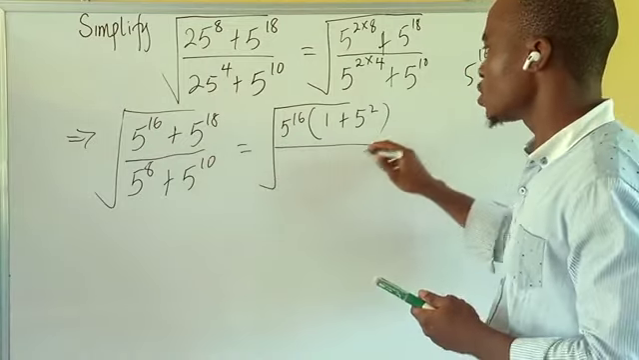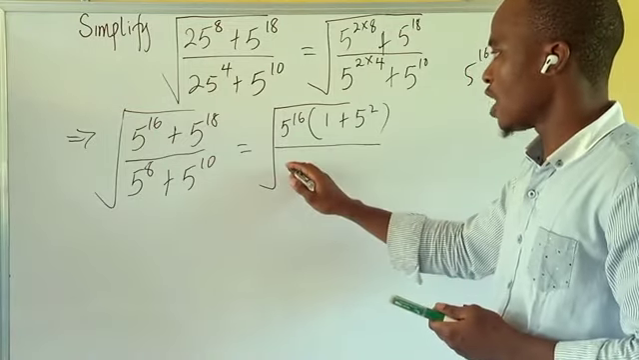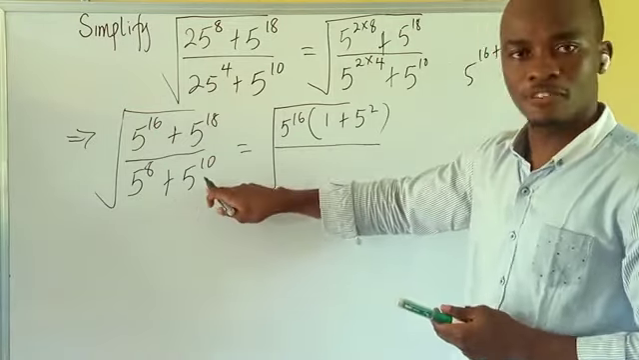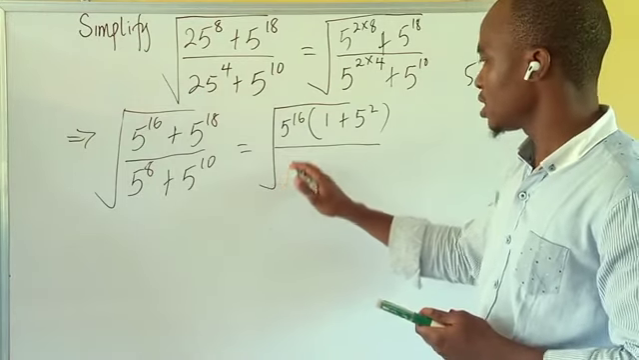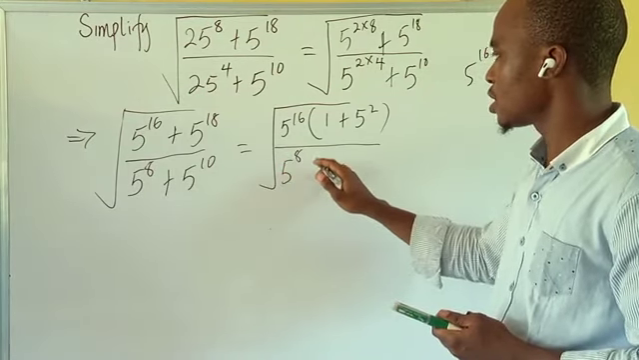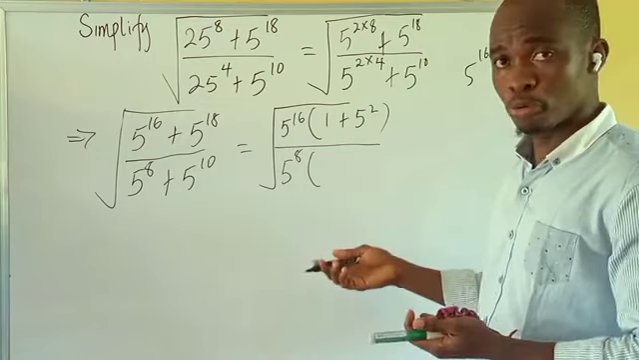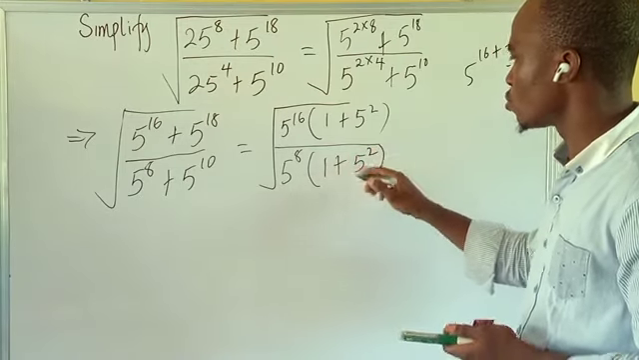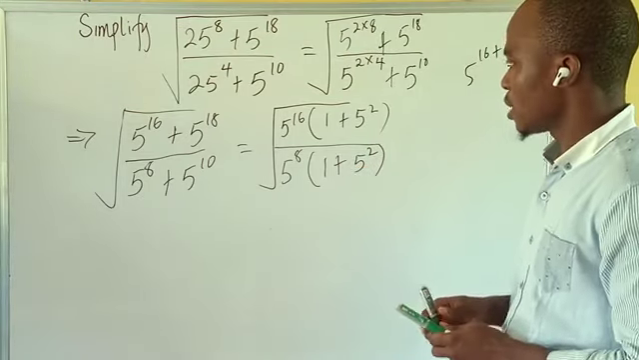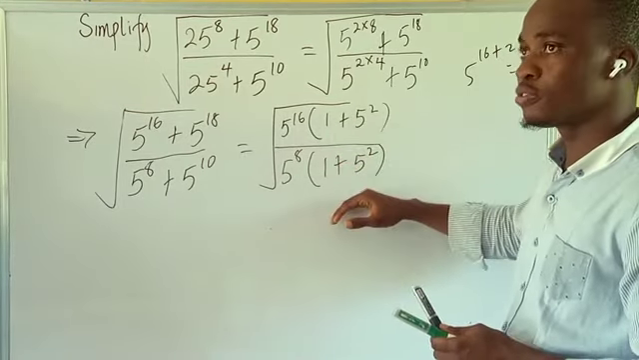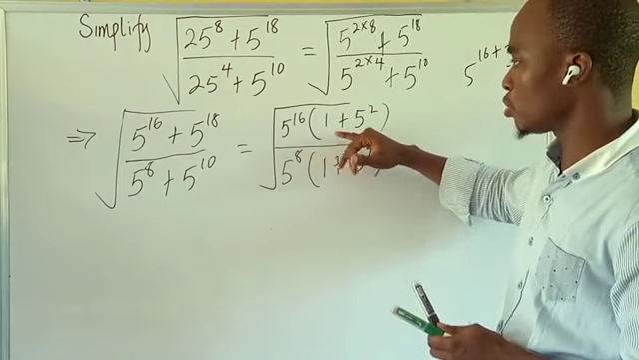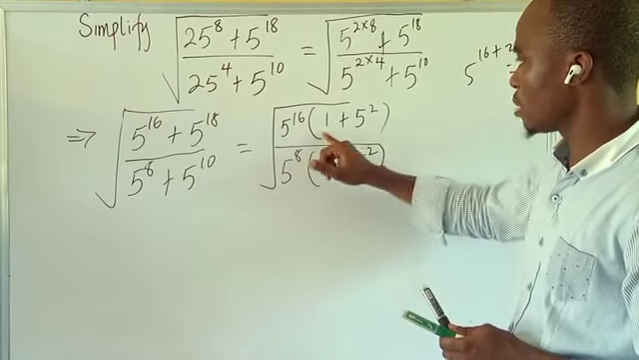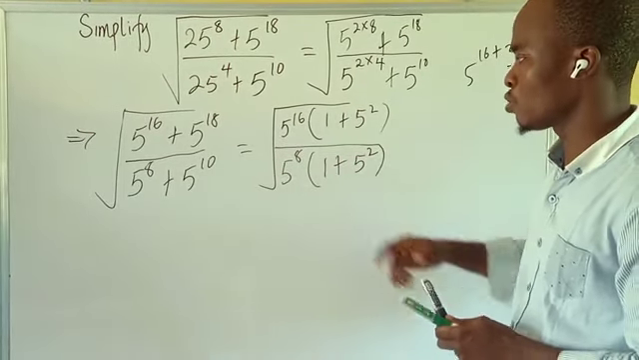So now the same thing you do to the denominator. We have 5 to the power 8 that can actually be found in 5 to the power 10. So we have 5 to the power 8, open bracket, 1 plus 5 to the power 2. Can you see? Now you can see that there is something common in both the numerator and the denominator: 1 plus 5 to the power 2, 1 plus 5 to the power 2.